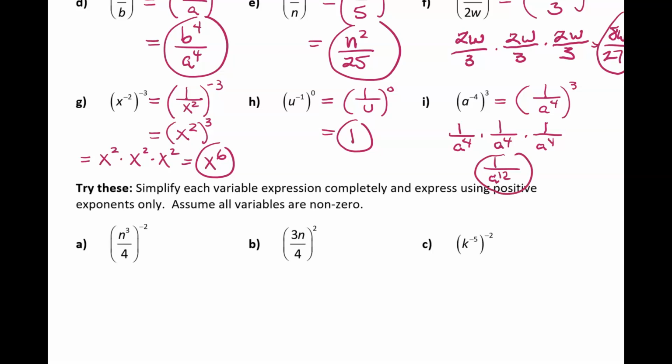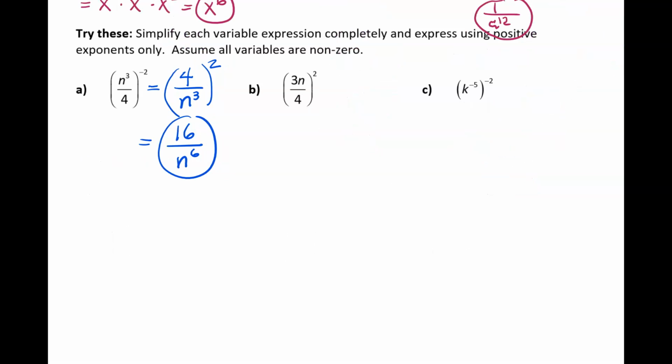All right, why don't you try a below on your own? You should have gotten 16 over n to the 6th. Remember that n cubed squared is the same as n cubed times n cubed. And n cubed times n cubed is n times n times n times n times n times n. So now there are 6 factors of n.